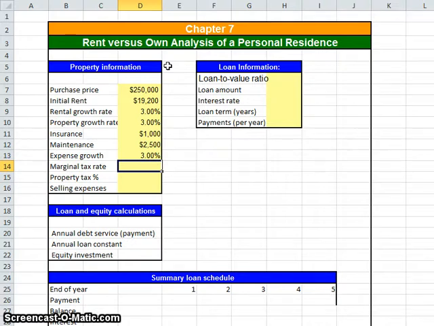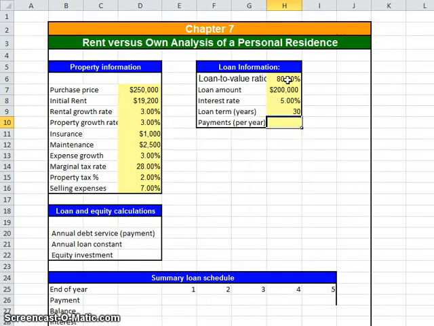Marginal tax rate is 28%. Property tax rate is 2%, and selling expense is 7%. The loan to value ratio is 80%. So our loan amount will be $250,000 times our 80%, so $200,000. Our interest rate is going to be 5% for 30 years. And then payments per year is 12.